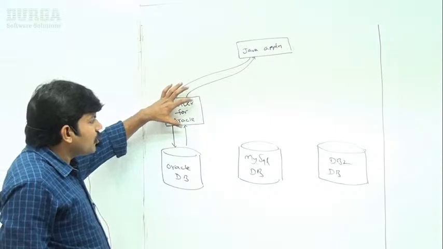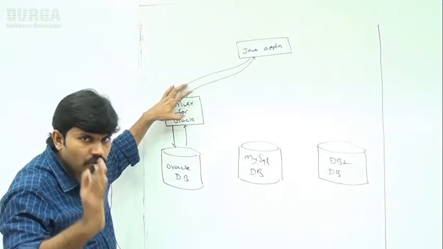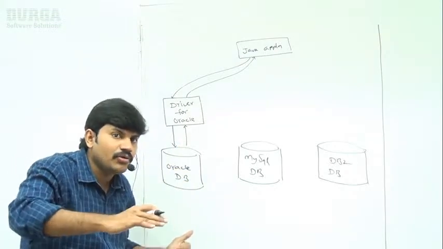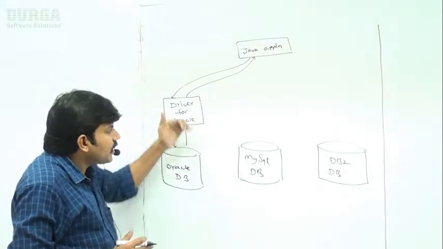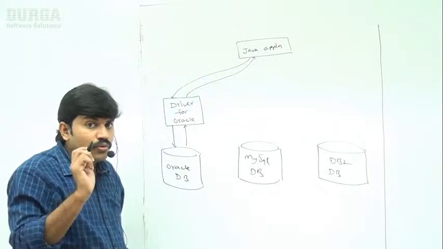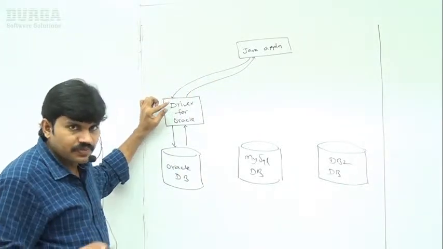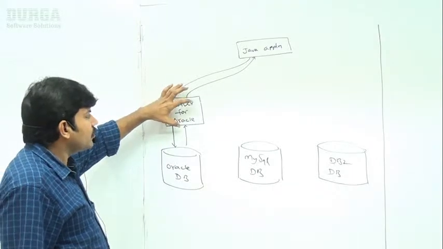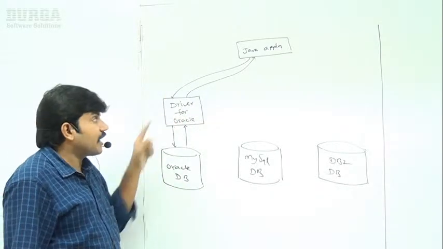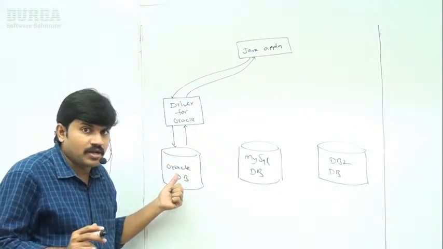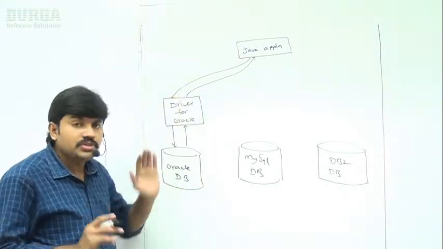So here, who is responsible to convert Java calls into database specific calls, and database specific calls into Java calls? Who is going to take care, sir? Driver software is responsible, right? If I use a driver for Oracle, this driver is going to convert Java calls into Oracle specific calls, and Oracle specific calls into Java calls.